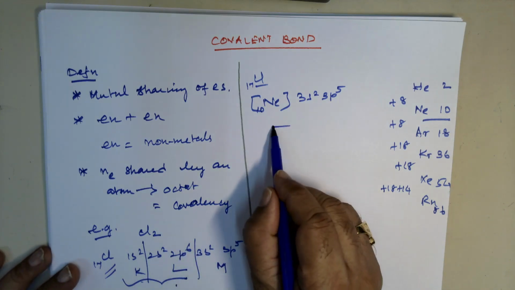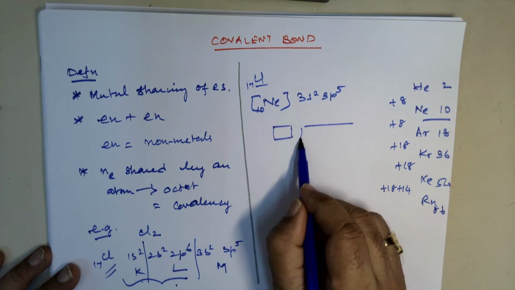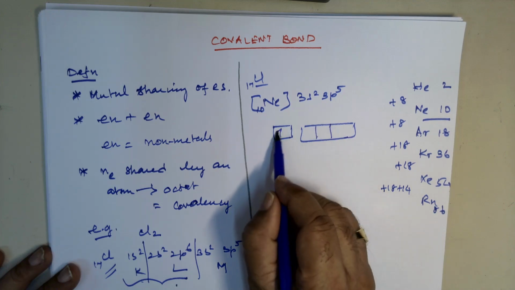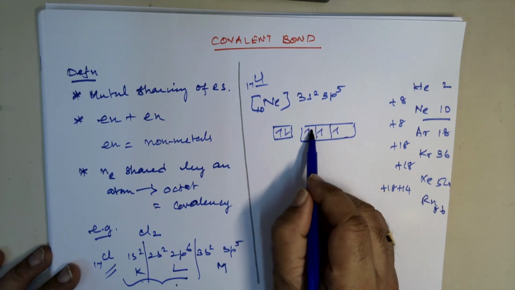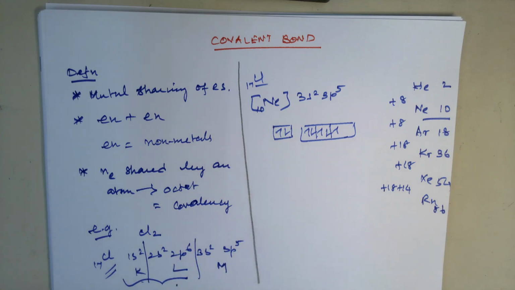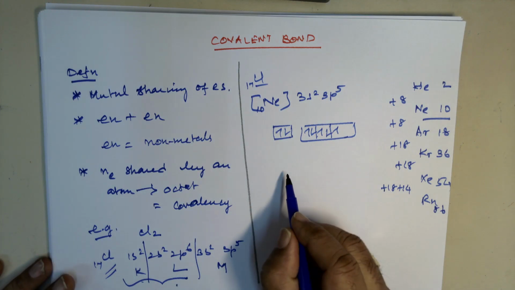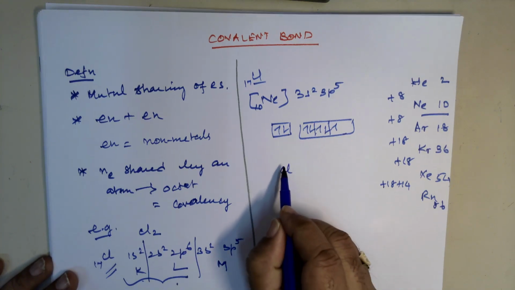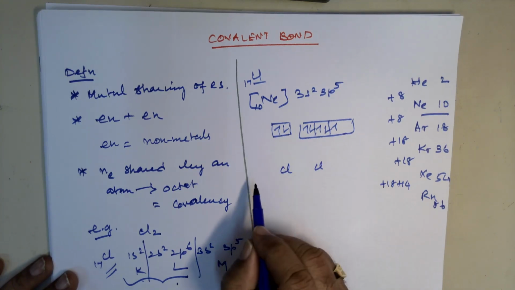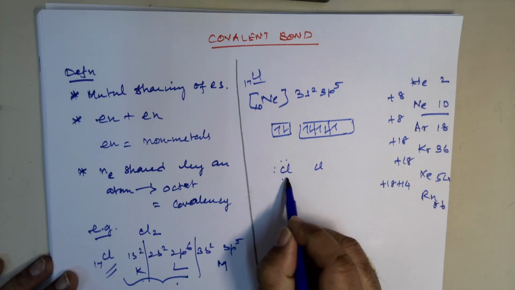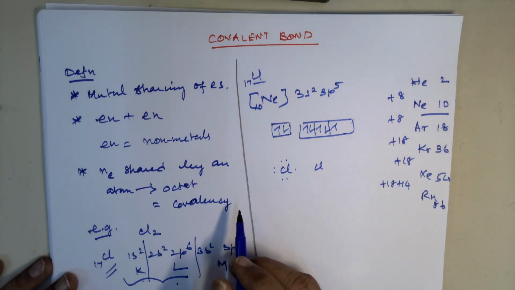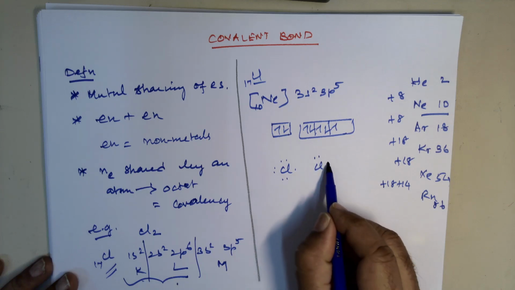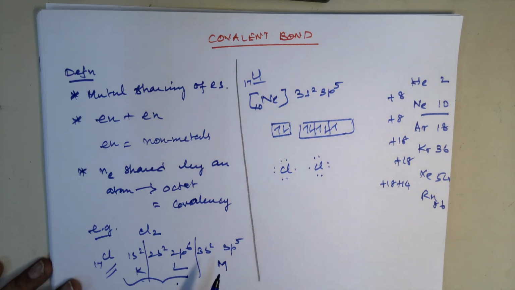We can put the box model also. That is, you have the last shell 3s2, 3p5. So 1, 2, 1, 2, 3, 4, 5. So it means you have 5 electrons plus 2 electrons, that is 7 electrons in the outermost shell. So what are we supposed to do? Take this 7 electrons chlorine. 2, 4, 6, 7th electron. And similarly, we have 2, 4, 6, seventh electron, right?